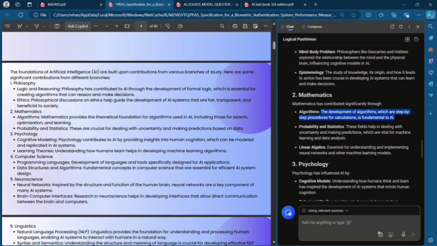Then probability and statistics. These are crucial for dealing with uncertainty and making predictions based on data. Whatever data you have, according to that data, you will make some assumptions. These fields help in dealing with uncertainty and making predictions, which are vital for machine learning and data analytics. So whatever the possible data outcomes are, it will collect all the data, and according to the data, it will remove possibilities. Sometimes if it gets the proper answer, it gives that proper answer. If not, it can be like this, so multiple answers will come.